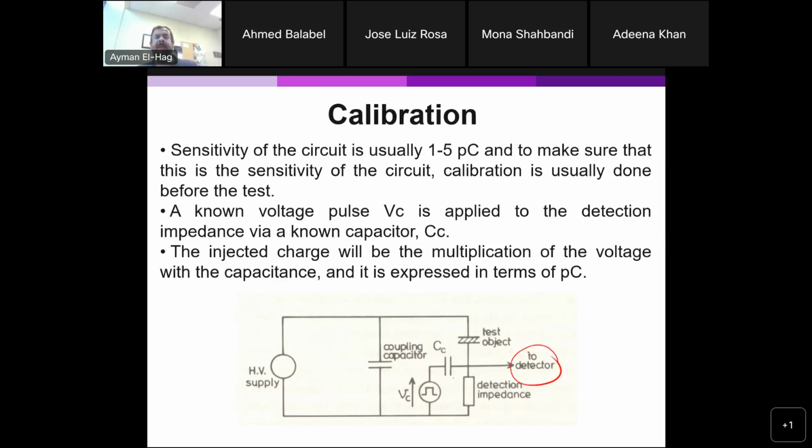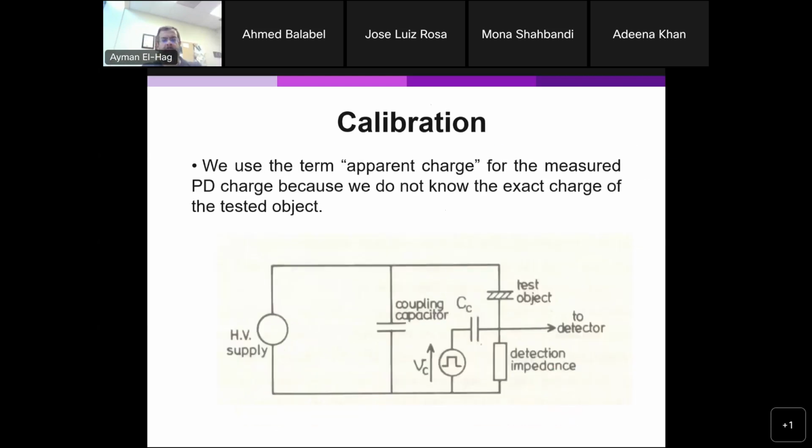I will see how much I am measuring, and then you can do the calibration if there is any discrepancy between what you are injecting and what we are measuring. Now, this is something extremely important to understand, and sometimes people get confused about that. What we measure is what we call the apparent charge, the charge that appears to us at the detector, not the actual charge. What does this basically mean?